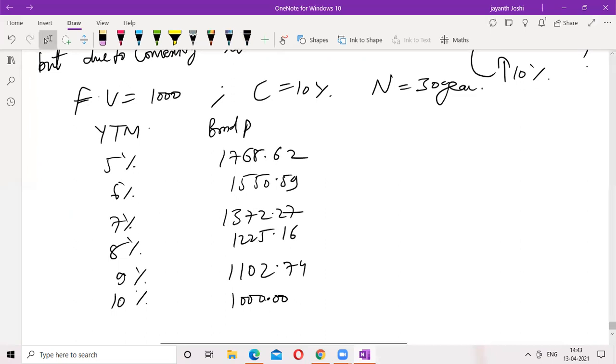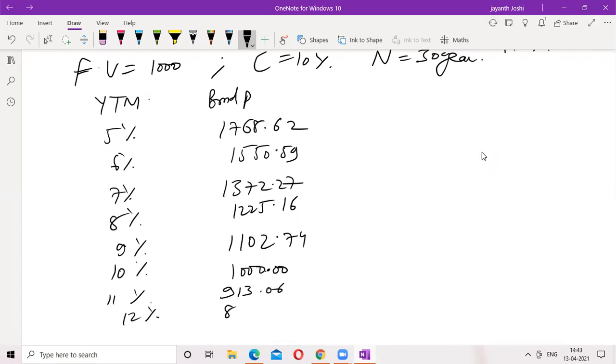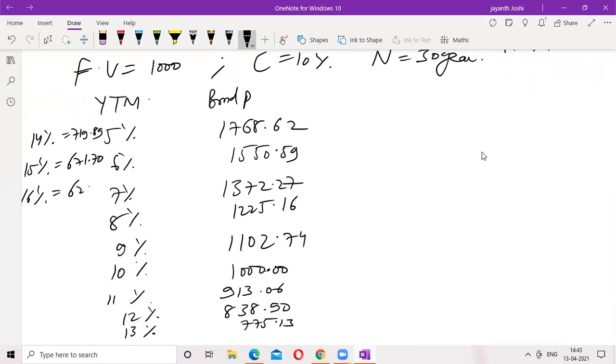You are seeing here. 11%, 913.06. 12%, 838.90. 13%, it is like 775.13. Then I'm just writing here, 14%, 719.89. 15%, it is 671.70. And then again 16%, it is 629.37. तो ये आपके सामने पूरा एक डेटा है.